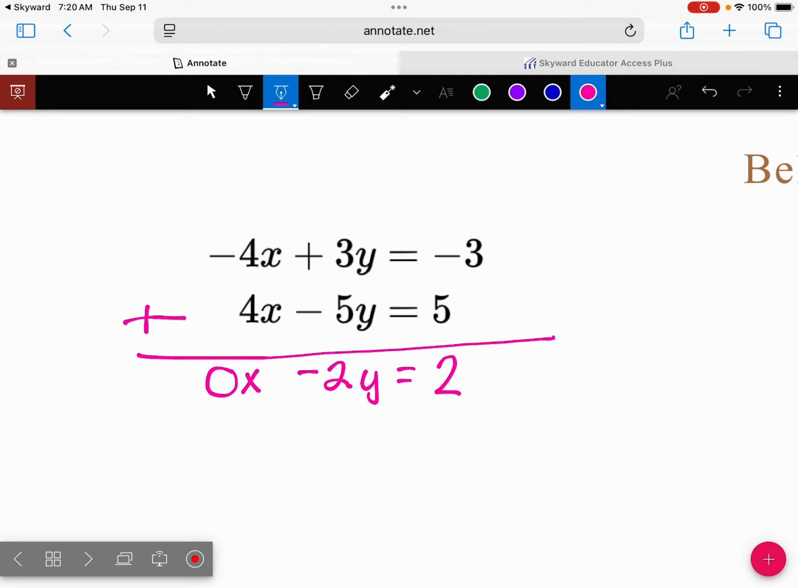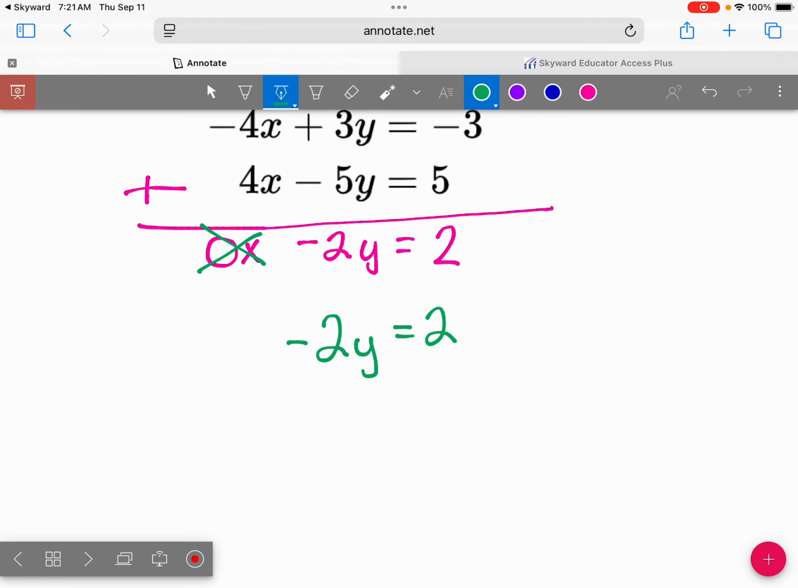Well, we don't typically write something when it's times by 0. So I can just drop this piece off. The whole point of doing elimination is that something should go away on this step. So in this case, it was my x's that went away, and we got that minus 2y equals 2.